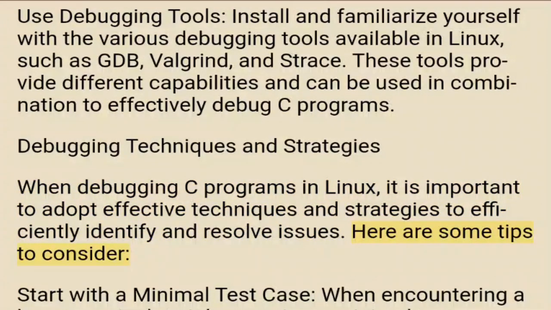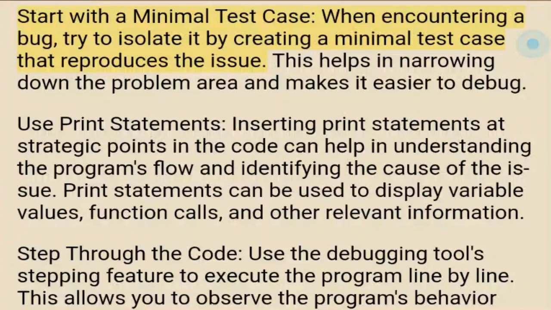Here are some tips to consider. Start with a minimal test case. When encountering a bug, try to isolate it by creating a minimal test case that reproduces the issue. This helps in narrowing down the problem area and makes it easier to debug. Use print statements. Inserting print statements at strategic points in the code can help in understanding the program's flow and identifying the cause of the issue. Print statements can be used to display variable values, function calls, and other relevant information.